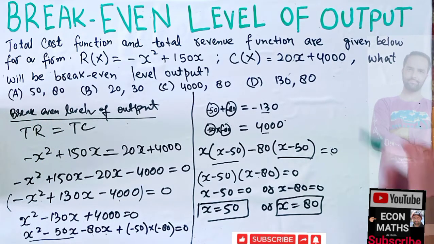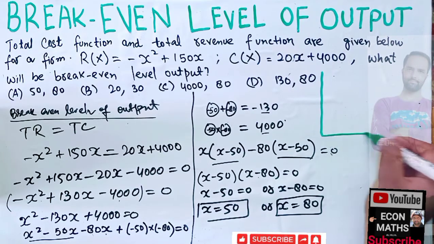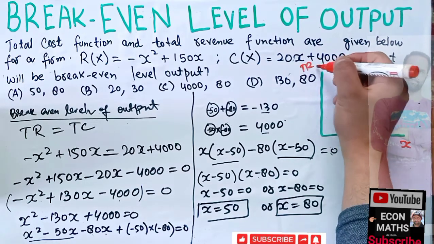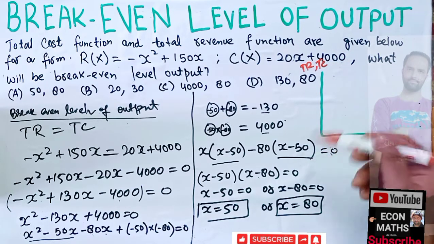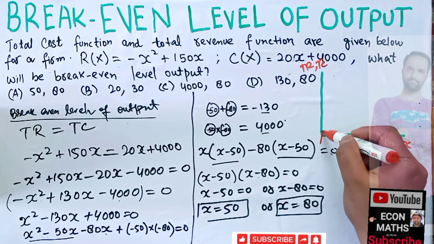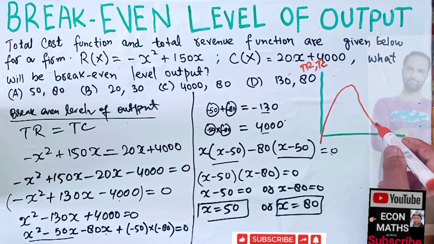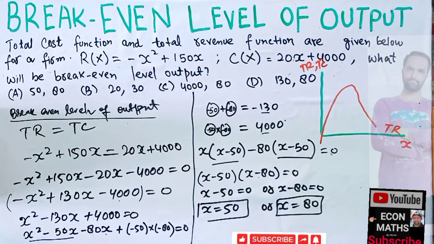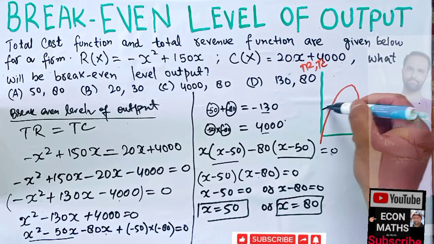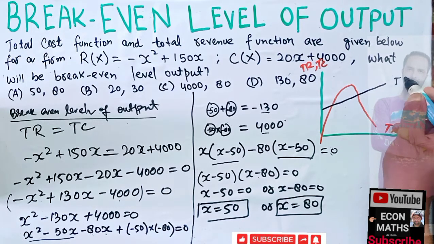And graphically, what does this mean? I will not be able to show the exact, but we have a revenue function here. Let us say we have quantity on this axis, and total revenue and total cost on this vertical axis. So our total revenue will look like this, because this is quadratic type. And our total cost function is 20x plus 4000, so let us say this is our total cost function.